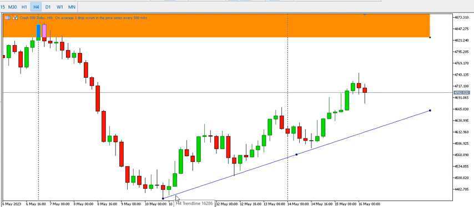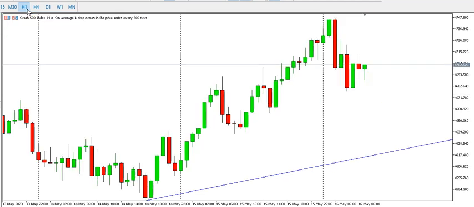Look at this three-drive pattern. Okay, the low, higher low, higher low. The three-drive pattern is sending price up. So you might consider buying for now, Crash 500 Index. Look at this on the 1-hour time frame.